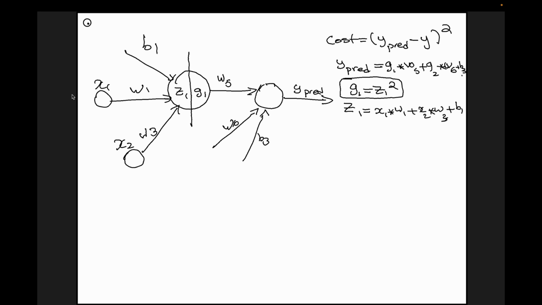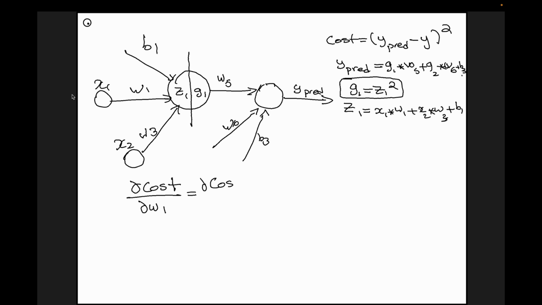So what we need now is to find the first order derivative, the partial derivative of cost with respect to W1. You see that it's far back in this network. So how can we do that? Again, the chain rule is our friend.